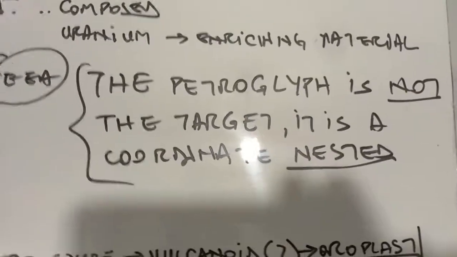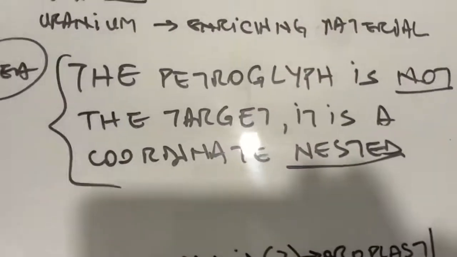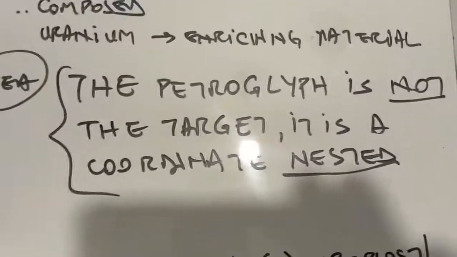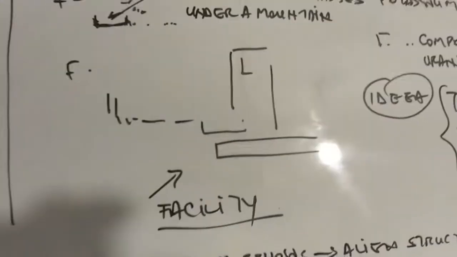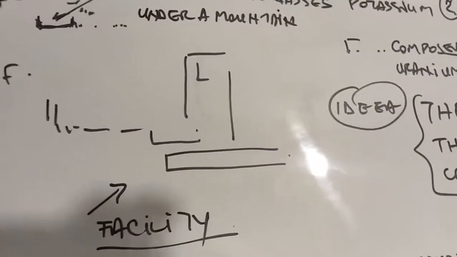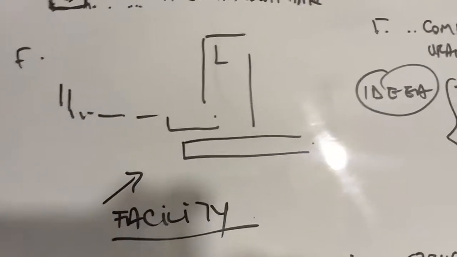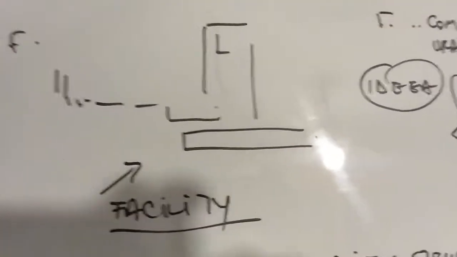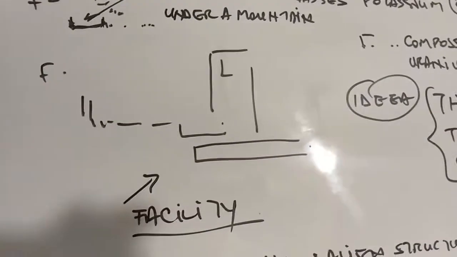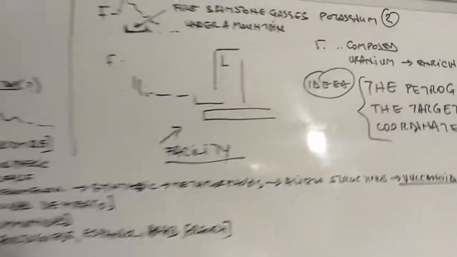So I think this petroglyph is actually the coordinate, and behind this coordinate there is the real target, which may be a facility, perhaps a facility where there are nuclear tests going on, and some other secret stuff that I don't know about yet. So this is the first part that I reserved for this target, and I hope you enjoy it.